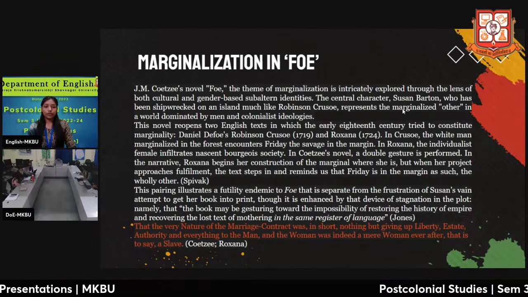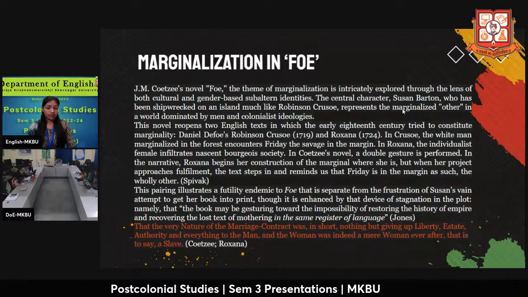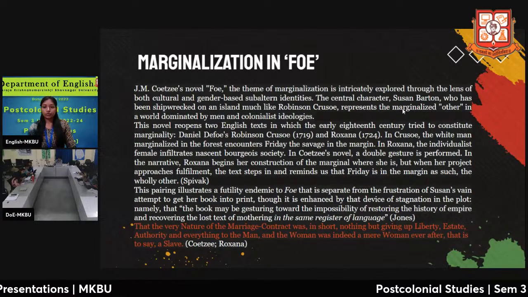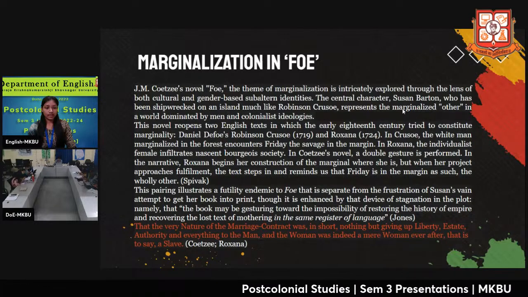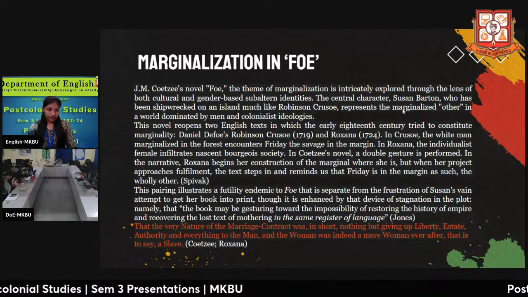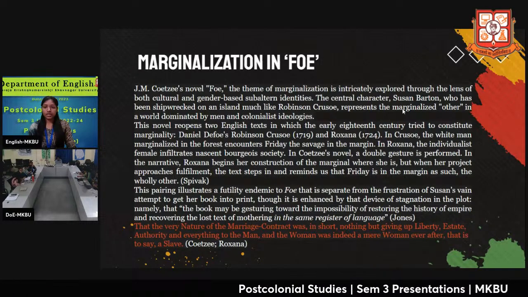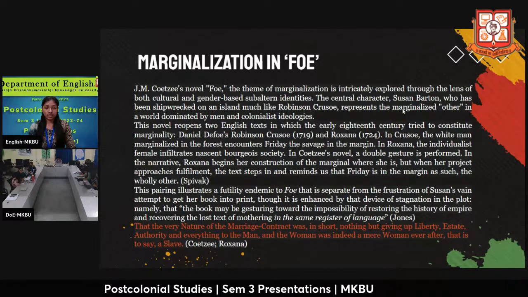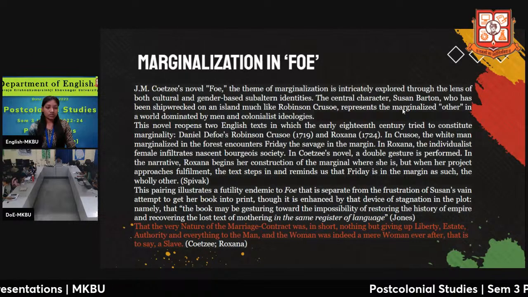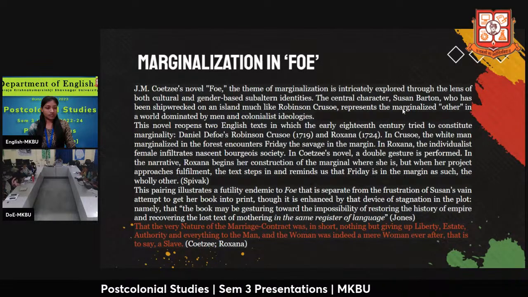This novel reopens two English texts in which the early 18th century tried to constitute marginality. First is Daniel Defoe's Robinson Crusoe, and then Daniel Defoe's Roxana. In Crusoe, the white man marginalized in the forest encounters Friday, the savage in the margin. In Roxana, the individual female infiltrates nascent bourgeois society. In Coetzee's novel, a double gesture is performed. In the narrative, Roxana begins her construction of the marginal where she is, but when her project approaches fulfillment, the text steps in and reminds us that Friday is in the margin as such, the wholly other.